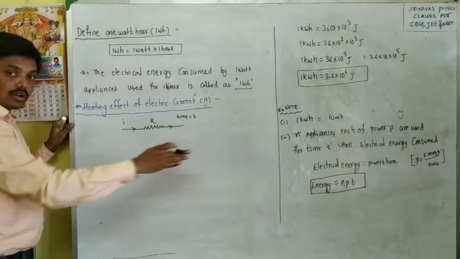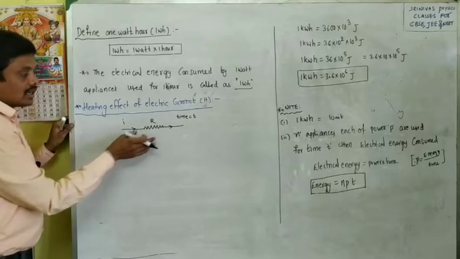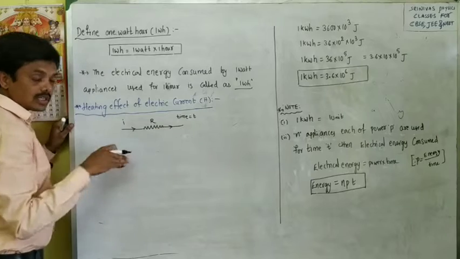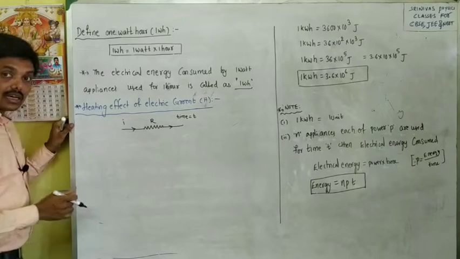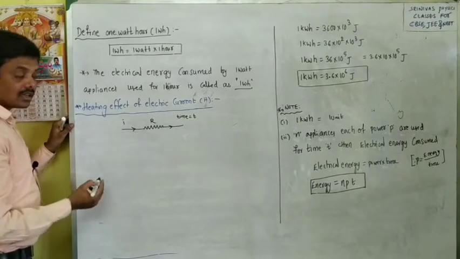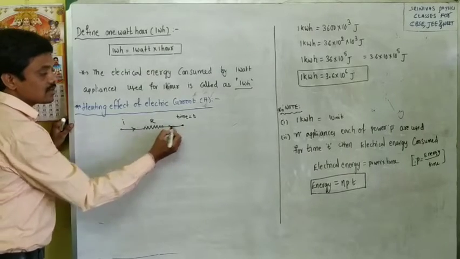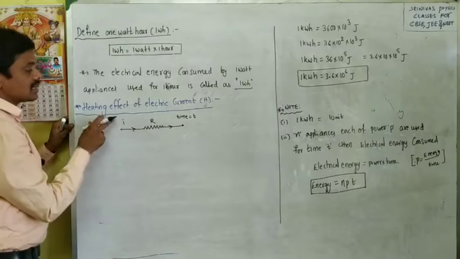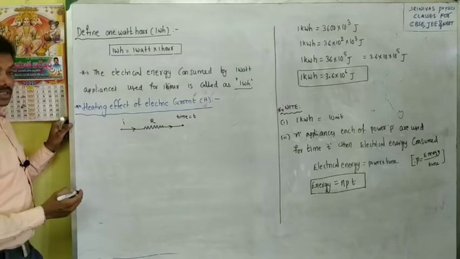If collisions are more, then the resistance is more, right? And due to the collision, some heat develops across the resistance. Whenever current passes through a resistor, heat develops across the resistor. On what factors that heat produced depends, we are going to discuss.